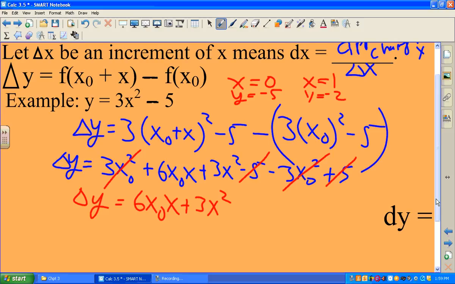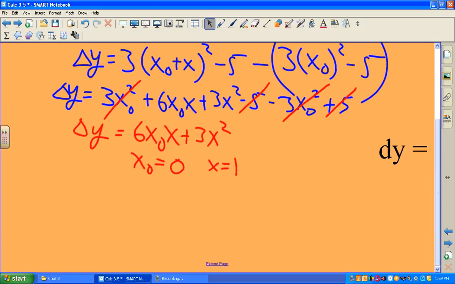No, x sub 0 is my initial point. That's 0. You plugged in 0 for x. Yeah, x sub 0 equals 0, delta x equals 1. Yeah, so it equals 3. That makes sense. So the change in y is 3. I forgot the initial point was 0. Okay? Now, take a look at dy.